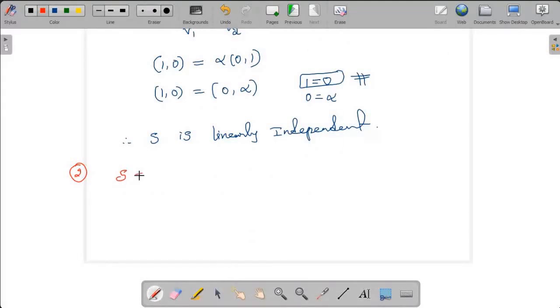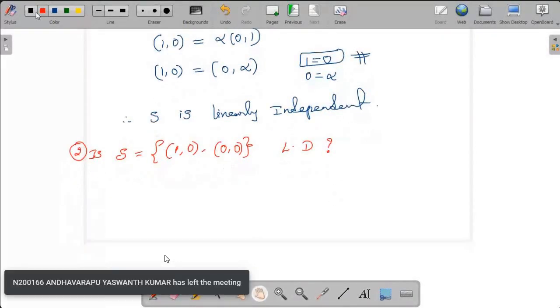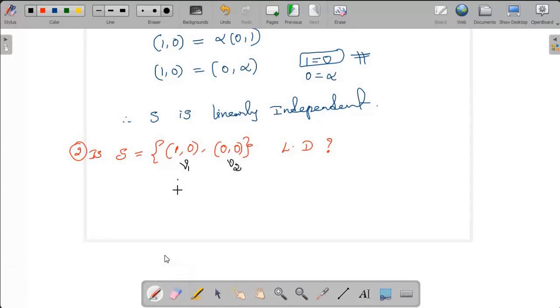S equal to, this time I'd like to take (1, 0) as the first element, and the second element is (0, 0) only. Now, is S linearly dependent? We are going to write linearly dependent as just LD. So this is linearly dependent. Yes, correct. Why? Because you can take these as V1 and V2. Now, if you want V1 equal to alpha into V2, V2 is a zero vector, right?